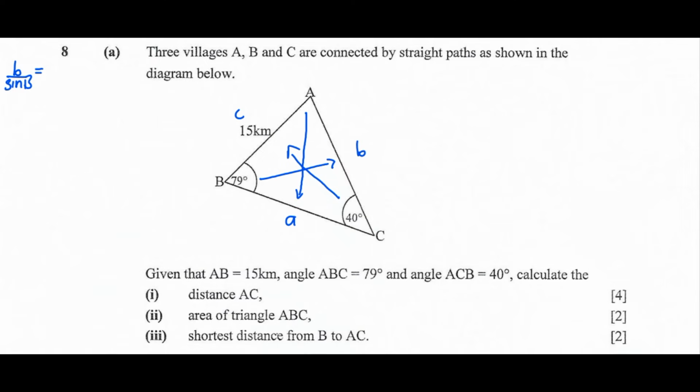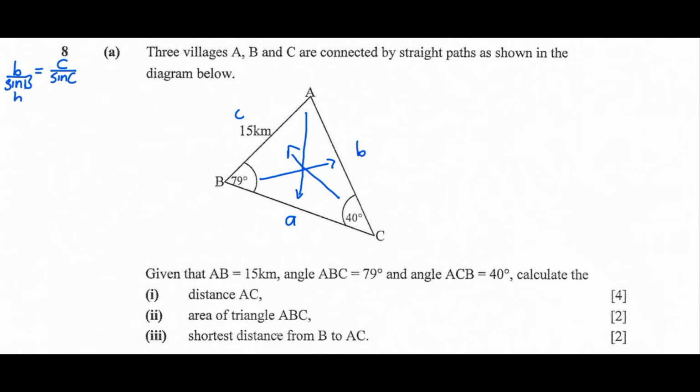Now when choosing the second pair, make sure you select the pair where you have the distance and the angle. So you are going to choose C over sine C. Why? Because we have the distance for C and the angle for C. We can't use A since we don't have the distance for A.